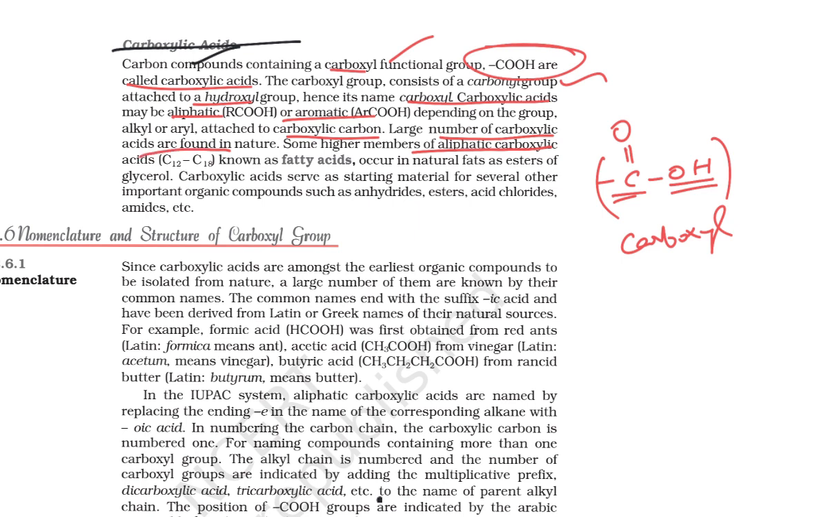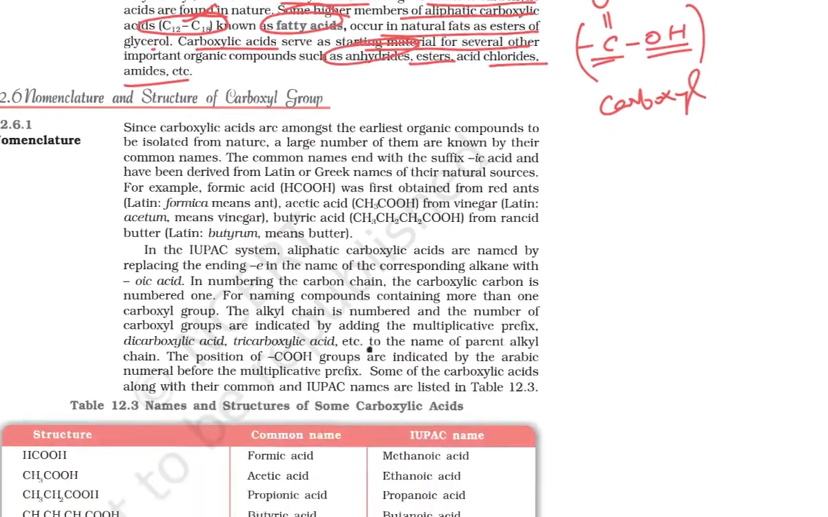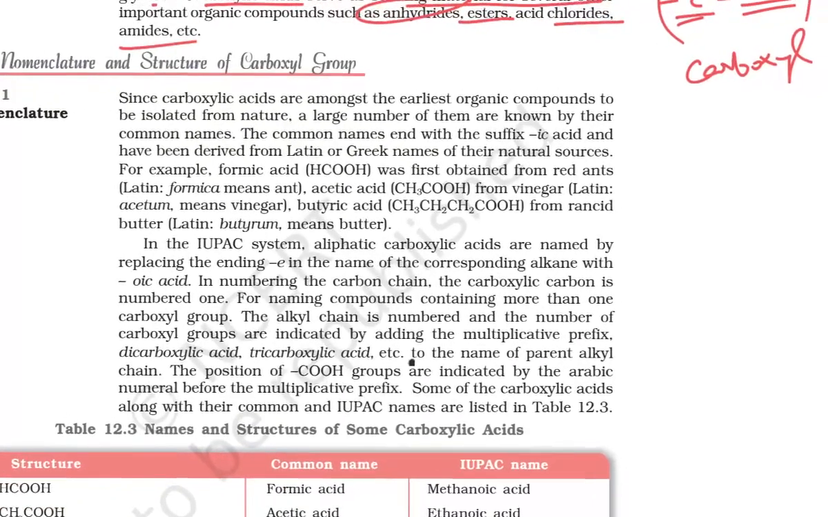Some higher members of carboxylic acids, in which the carbon number is 12 to 18, we call a fatty acid. They occur in nature as fat esters of glycerol. Carboxylic acids serve as a starting material for the preparation of anhydride, ester, acid chloride and amide, right? So next we are going to discuss the nomenclature of carboxylic acid.